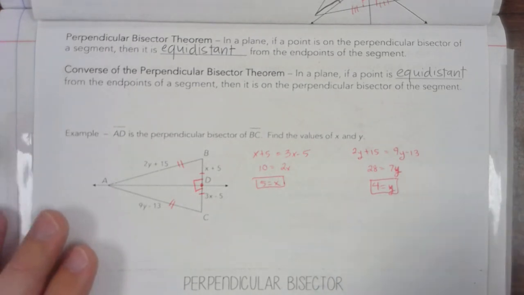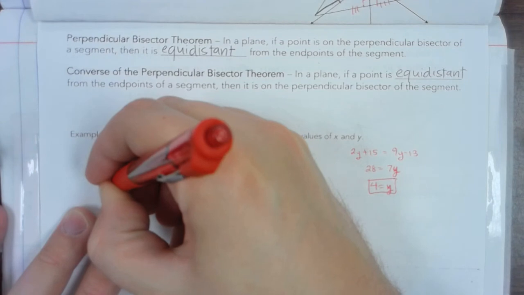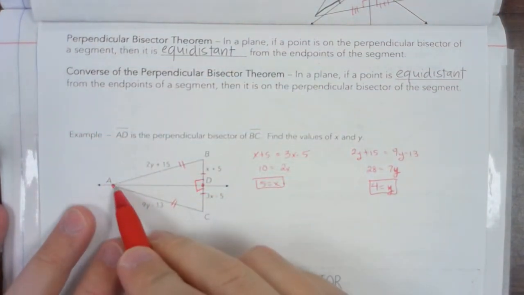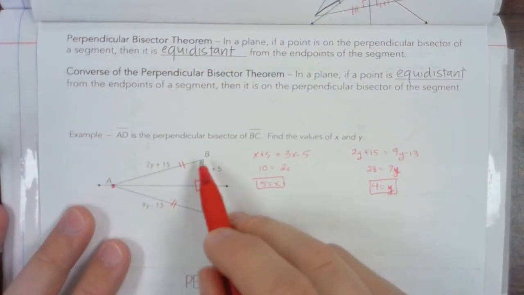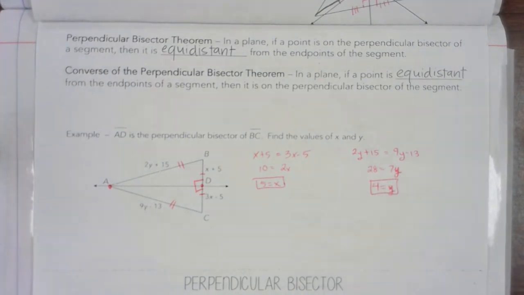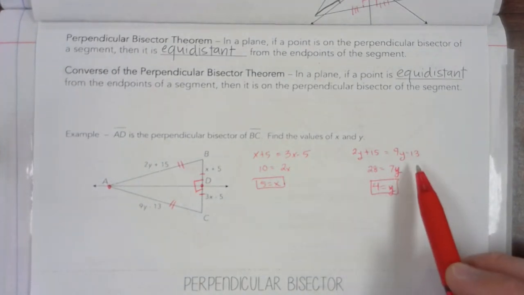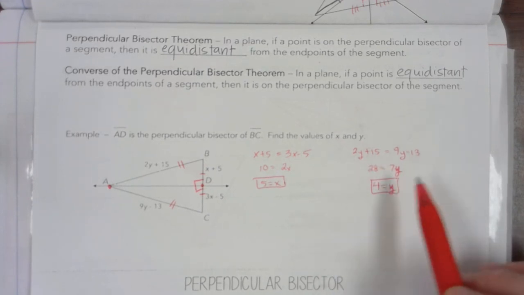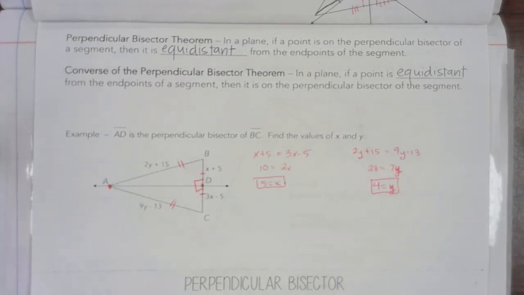Okay, and then another point that is on this perpendicular bisector is point A. So point A is also going to be equidistant from B to C. So I can set the two equations with y involved equal to each other. So I will add 13, subtract 2y, 28 is 7y, and then lastly divide by 7, and 4 will equal y.